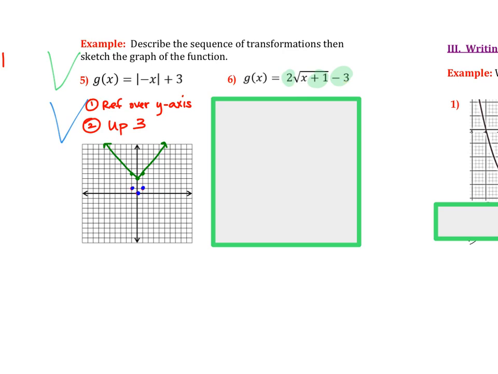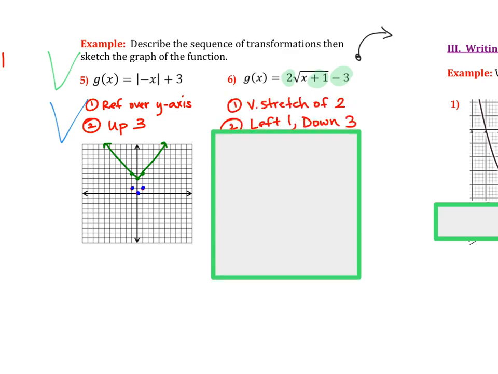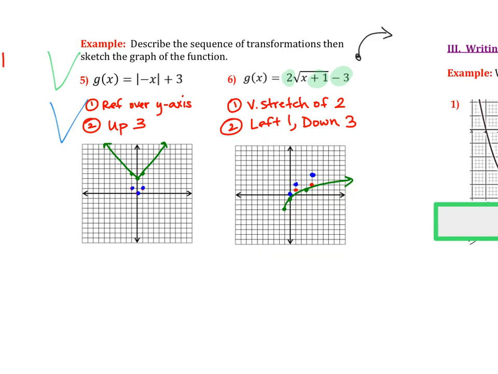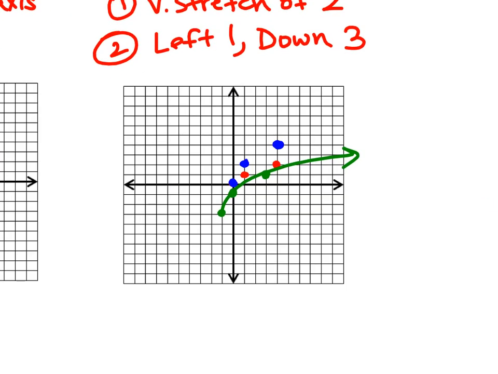And this is a square root function, so it should be that shape. And it didn't get flipped at all because I didn't see any negatives. So we have a stretch, left 1, down 3. And then when we take a look at the graph, you can see the transformations that have taken place.